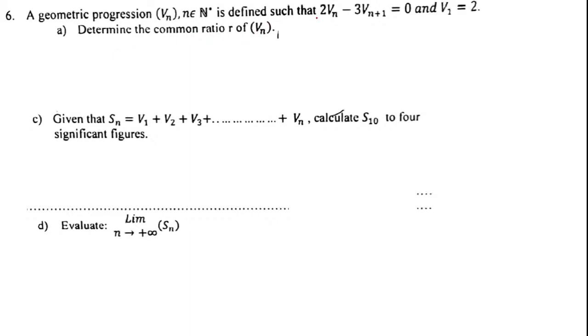So from this expression here, we can simplify it. We will have 3V(n+1) is equal to 2Vn. So we know that to get the common ratio, we just have to look for V(n+1) on Vn, right? So we just have V(n+1) on Vn should be equal to 2 on 3 here. So we just divide both sides by Vn and divide both sides again by 3. So our common ratio is equal to 2 on 3.